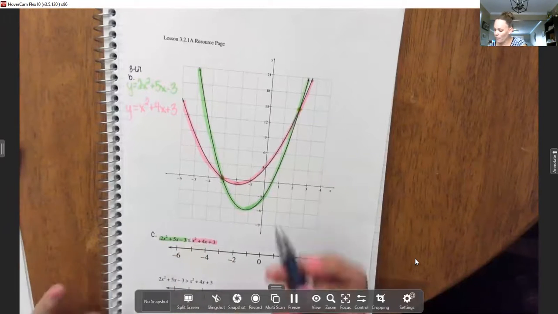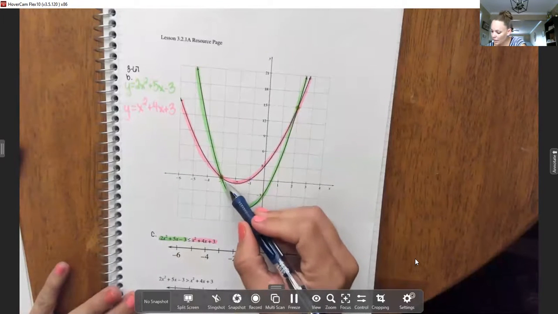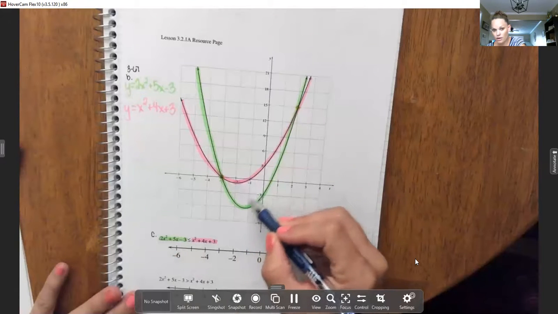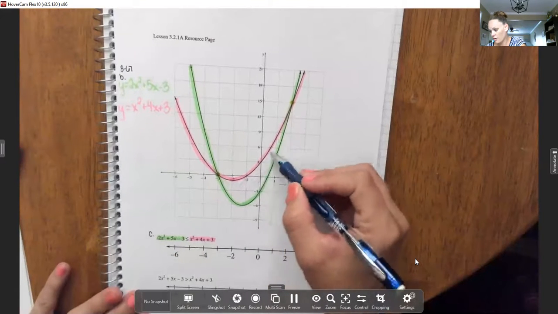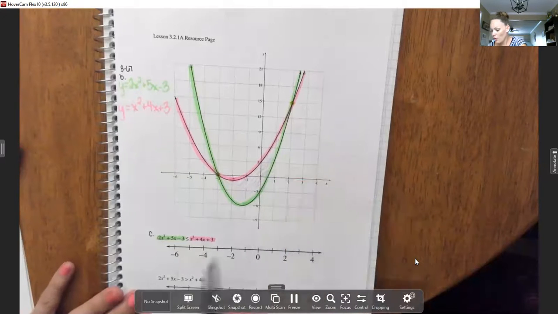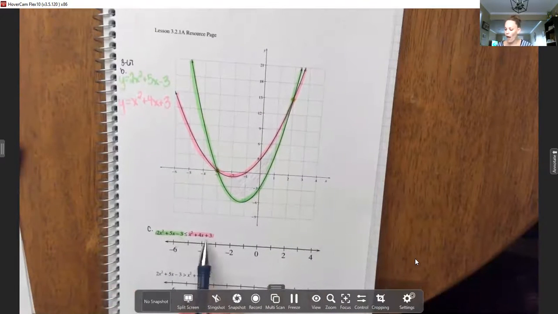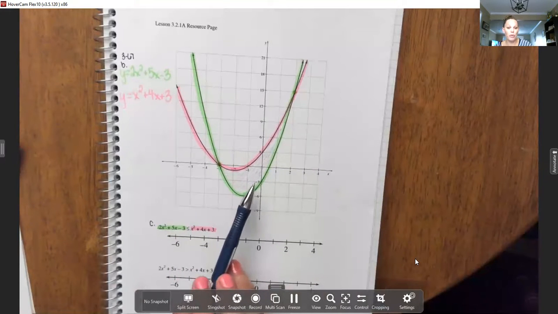So I don't have colored pencils out. Colored pencils would be nice here. But basically, the green one is below the pink one everywhere in here. Remember, this inequality, it doesn't have any y values in it. So we're just looking at the x coordinates. The graph is just helping us.